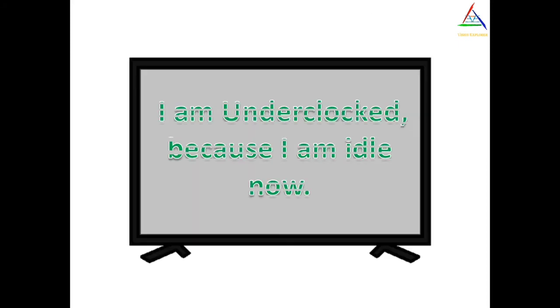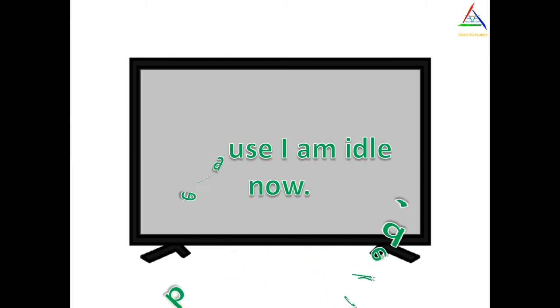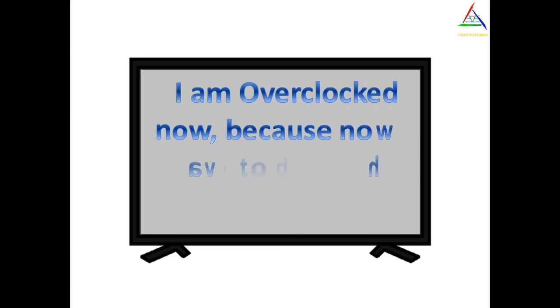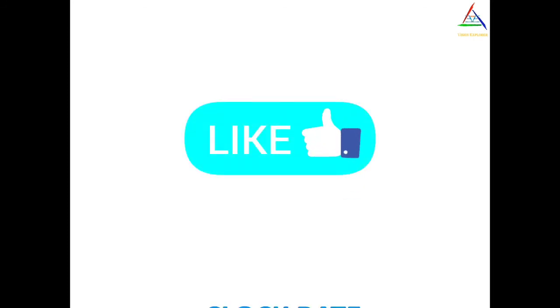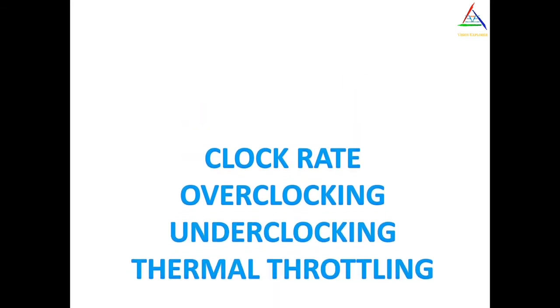Many computers, laptops, mobile and other devices automatically overclock and underclock the CPU themselves to achieve maximum performance and the longest possible battery life. The CPU may be underclocked when idle and overclocked according to the requirements of the launched application. I hope through this video you have learned about clock rate, overclocking, underclocking and thermal throttling.